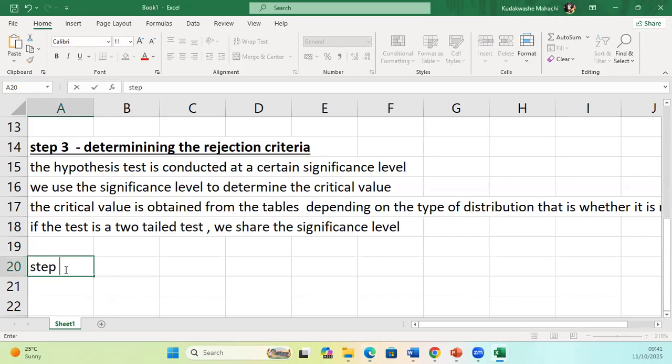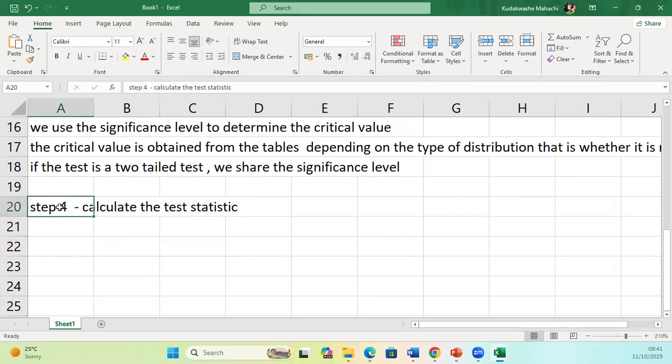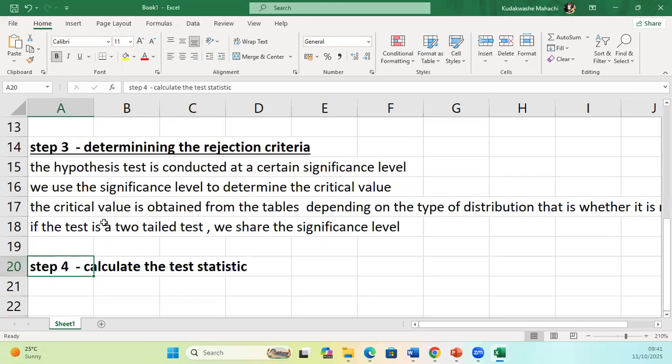We move to step number 4. Step number 4 is to calculate the test statistic. If you're calculating the test statistic, this is what you compare. Remember, we will reject at maybe a 90% confidence level, or a 99% confidence level.